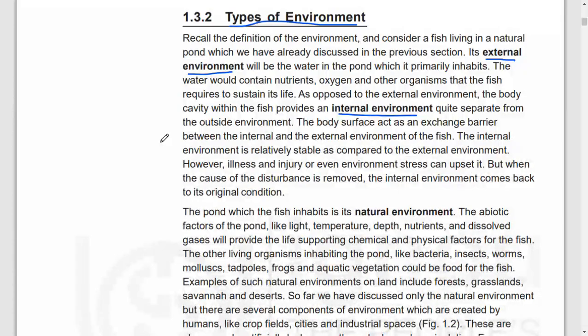The internal environment is relatively stable as compared to the external environment. However, illness and injury or even environmental stress can upset it. But when the cause of the disturbance is removed, the internal environment comes back to its original condition.